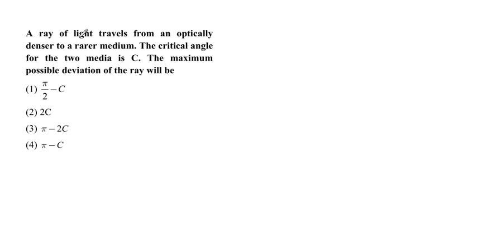Question is about a ray of light traveling from optically denser to rarer medium. Critical angle is C, maximum possible deviation of the ray. Okay, so first of all we need to know what deviation is.